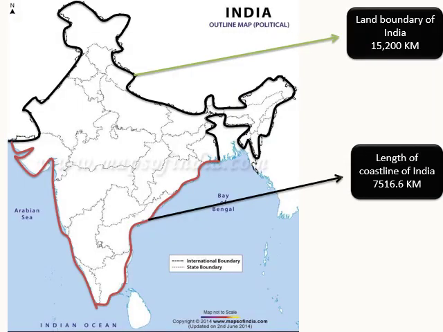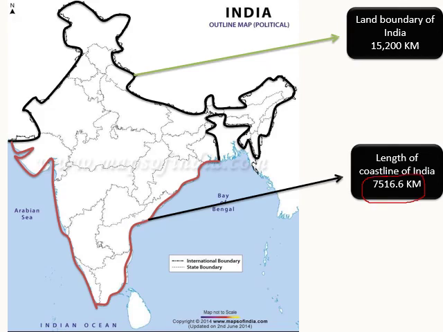Okay, now talking about the coastal boundary as well as the land boundary of India, you can see that the coastal boundary of India is about 7,516 kilometer. Okay, 7,516 kilometer is the coastal boundary of India here.